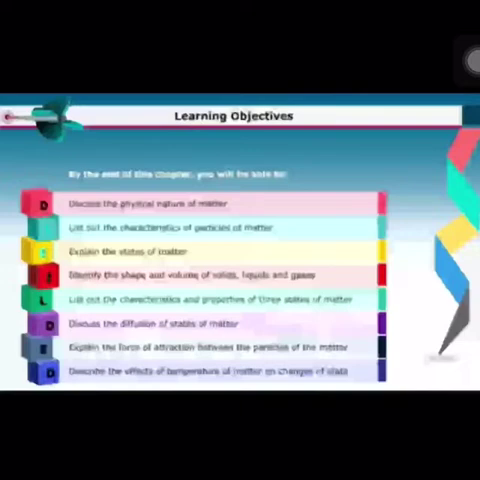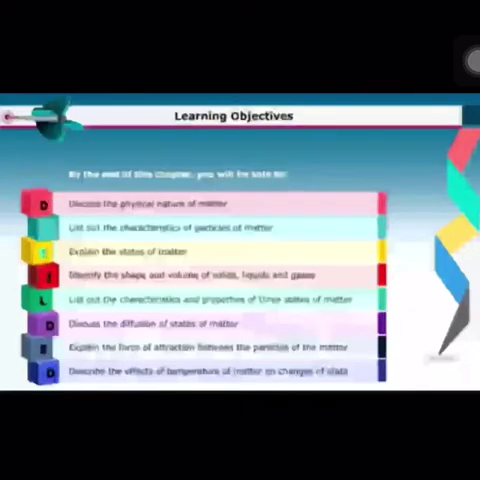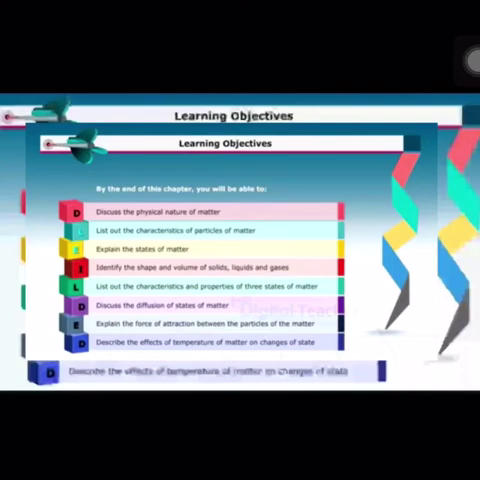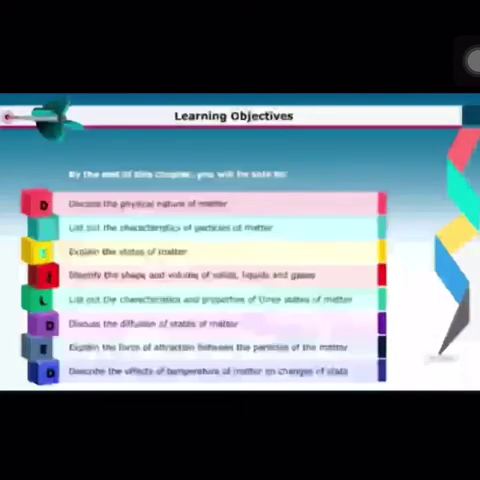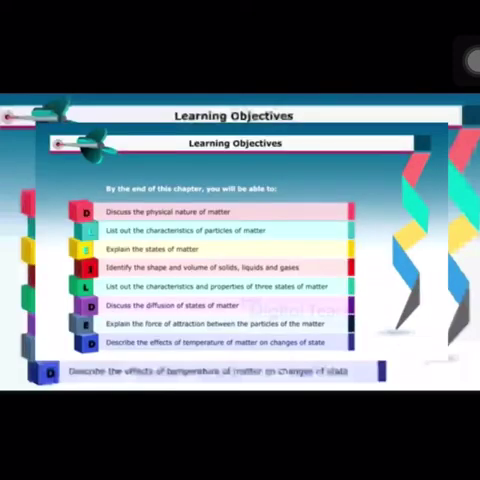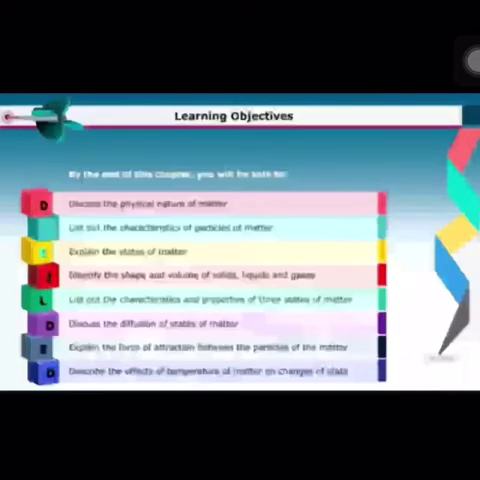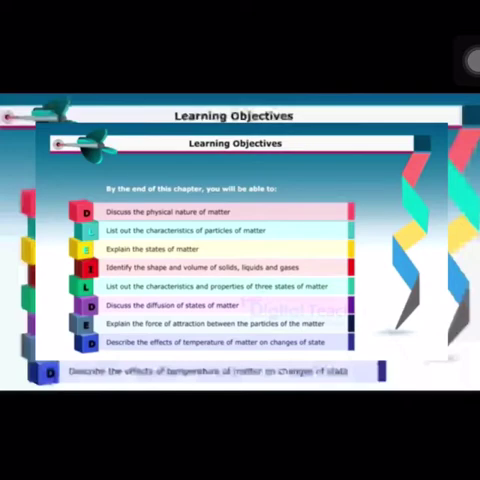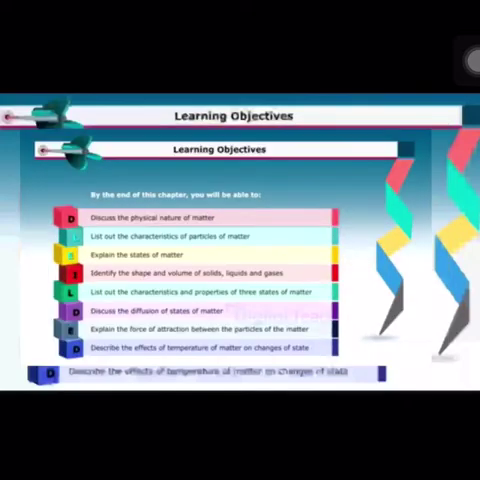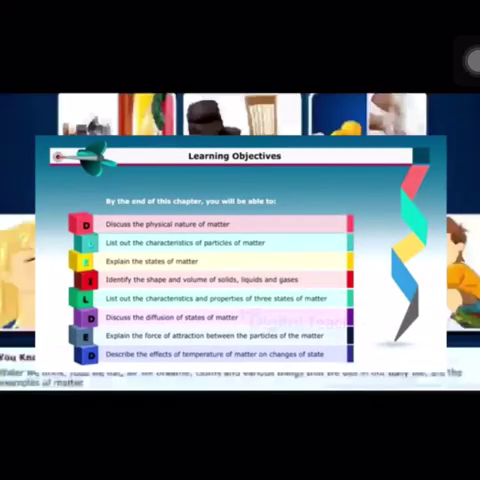So these are the learning objectives of this chapter. By the end of this chapter, you will be able to discuss the physical nature of matter, list out the characteristics of particles of matter, explain the states of matter, identify the shape and volume of solids, liquids, and gases, list out the characteristics and properties of 3 states of matter, discuss the diffusion of states of matter, explain the force of attraction between the particles of the matter, and describe the effects of temperature of matter on changes of state.